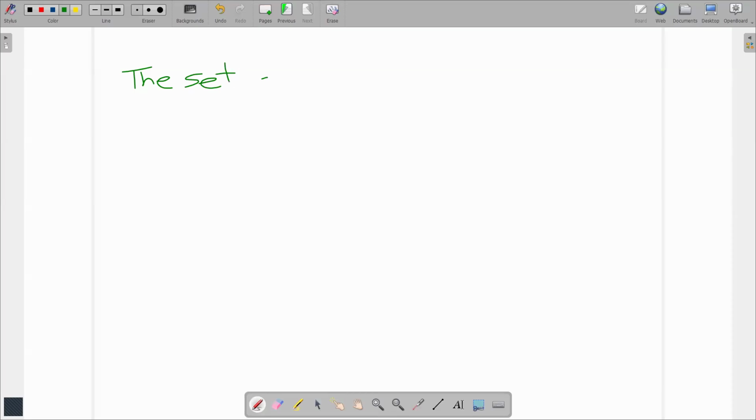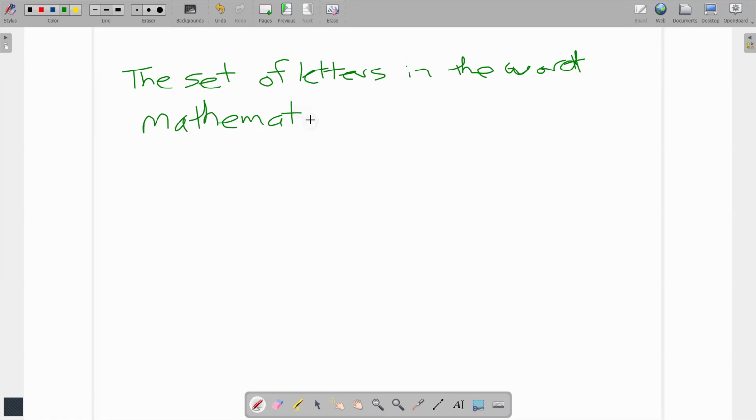So I could have a set, that's the set of letters in the word mathematics. We could write that as a list. And there's lots of ways to write the list. I could start listing them out as I see them. There's an M. We always separate them with commas. There's an A, comma. There's a T. There's an H. There's an E.